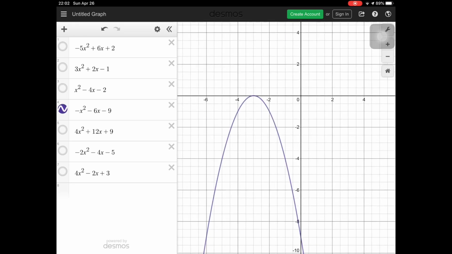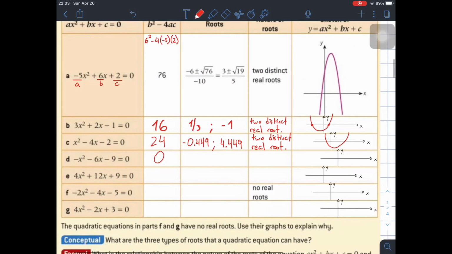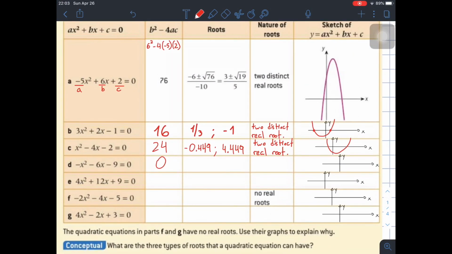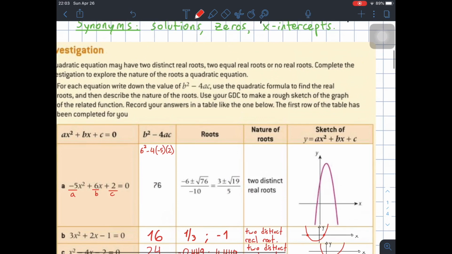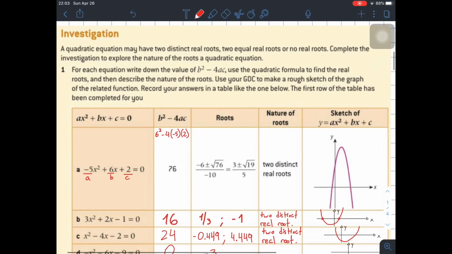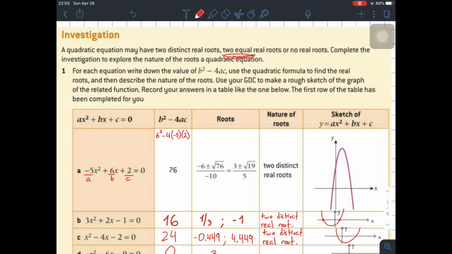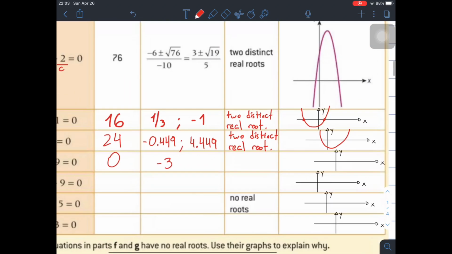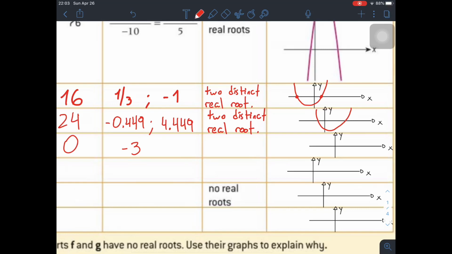What do you notice here? That the parabola is tangent to the x-axis. It touches the x-axis at only one point, which is that point over there, -3 and 0. So let me write the root. There's only one root, which is -3, right? So in this case, we're going to write that this has two equal real roots.